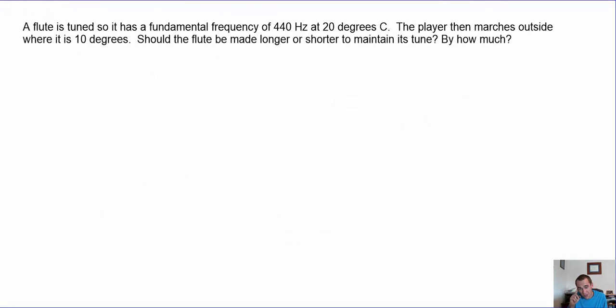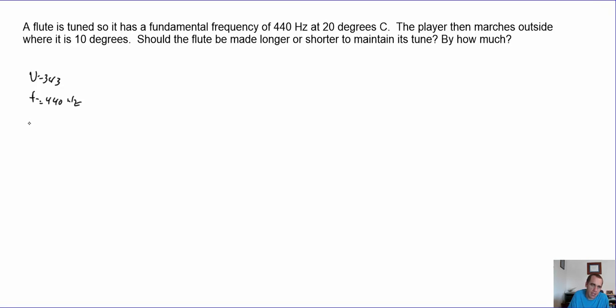Next problem says a flute is tuned so it has a fundamental frequency of 440 Hertz at 20 degrees Celsius. The player marches outside where it's 10 degrees. Should the flute be made longer or shorter to maintain its tune, and by how much? Alright, so to tune a flute, you can actually pull the mouthpiece out or push it in a little bit, and we want to know what should we do and by how much should we do it. Well, let's think about what we're told. We're told that at 20 degrees, which means the speed of sound is 343 meters per second, it's tuned so that it has a frequency of 440 Hertz.